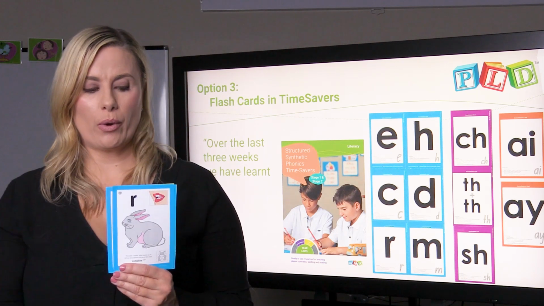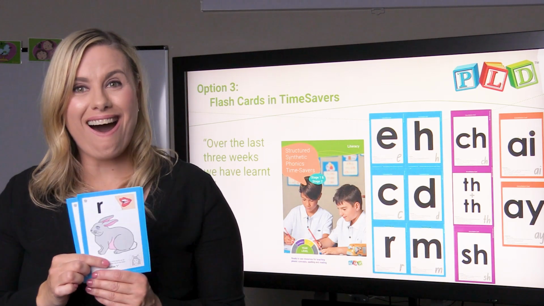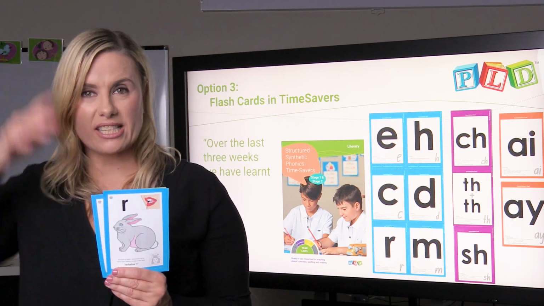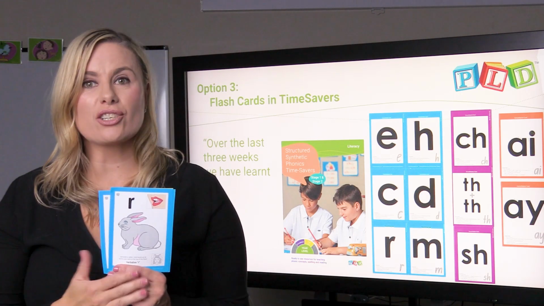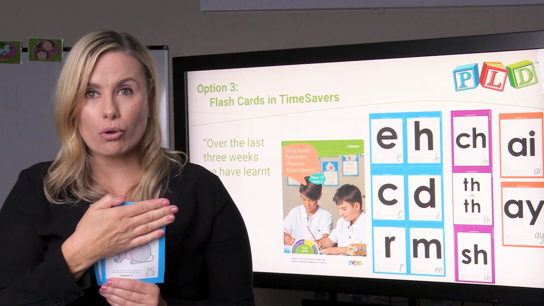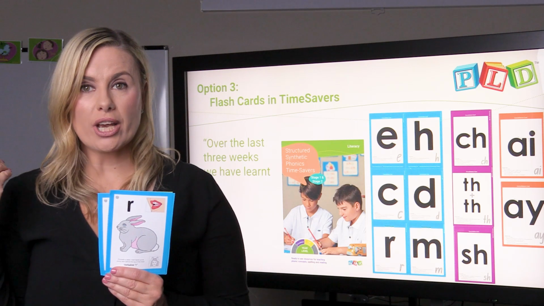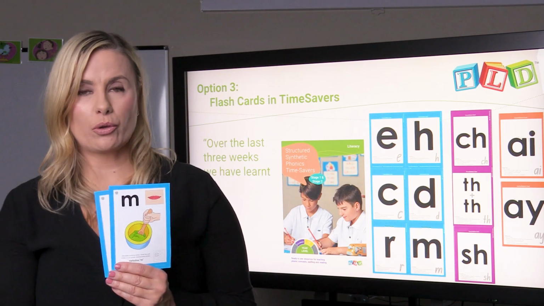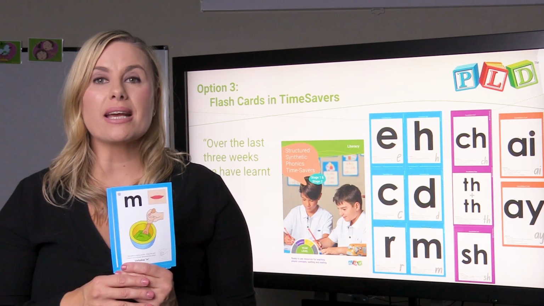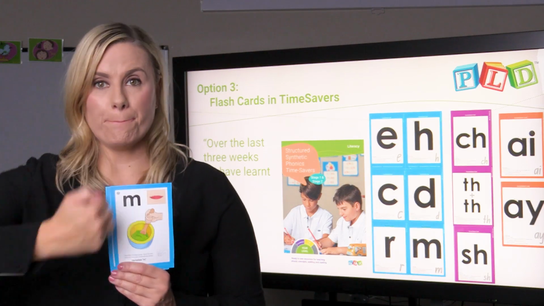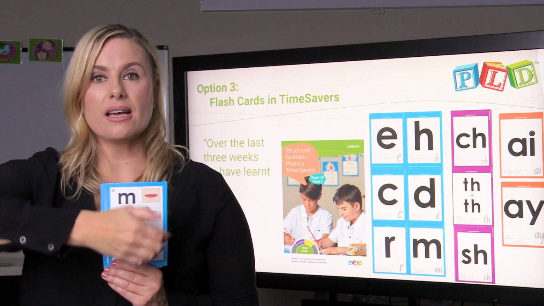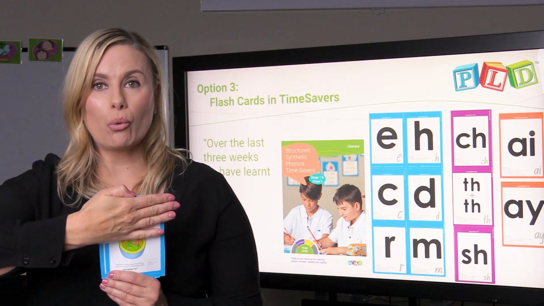Check. We've also been revising the letter R makes the sound R as in rabbit. Sound and write R on your whiteboards. Go. Check. We have been looking at the letter M makes the sound as in mix. Sound and write on your whiteboard.